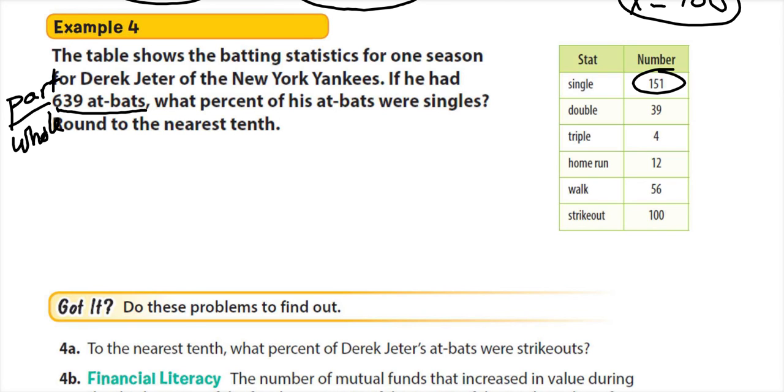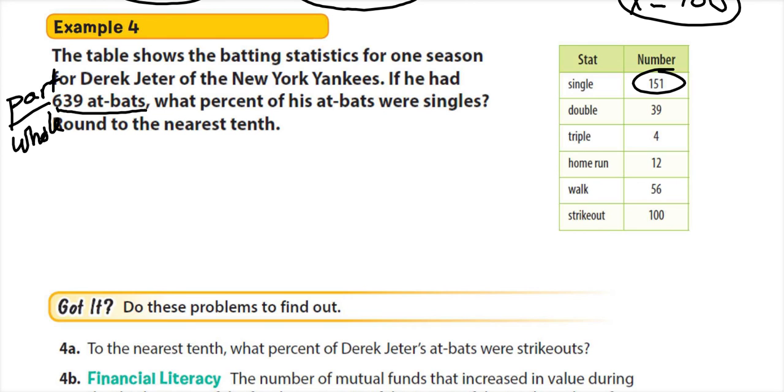If we're trying to figure out if he had a total of 639 at bats, that would be the same as having a total number of questions, right? So that would be the whole, and that means 151 would be part. So out of all of those at bats, he got 151 singles. So it would be like getting 151 questions right on a 639-point test.